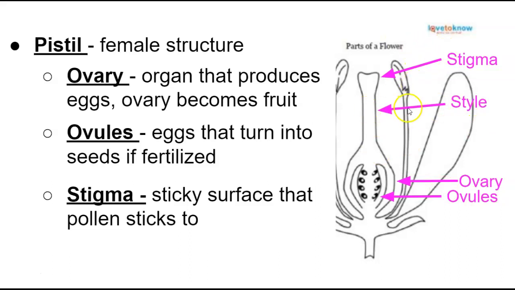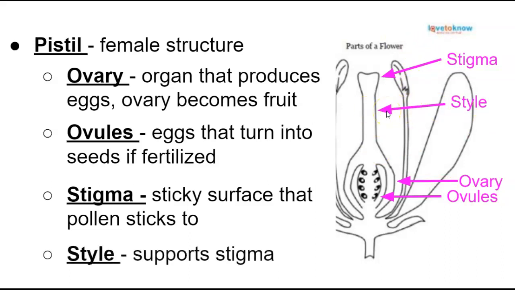So we have these labeled. The last thing here is the style. And the style is just the name for like the little stalk structure. We had the filament, right? The little stalk that held up the anther. This is just the style.